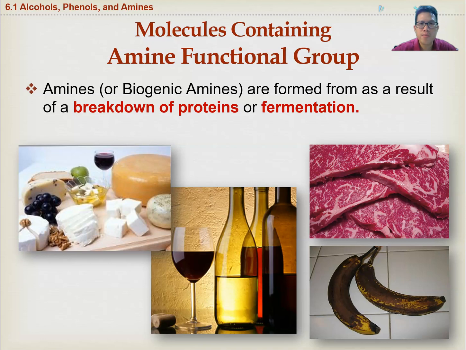Where can you find amines? Amines are usually one of the byproducts from the breakdown of proteins, or maybe an indication of fermentation. When you ferment, the protein can break down and you form amines. So sometimes people use amines to indicate how much it has been fermented, or you can use the concentration of amines to see whether it has been on the shelf for a very long time.